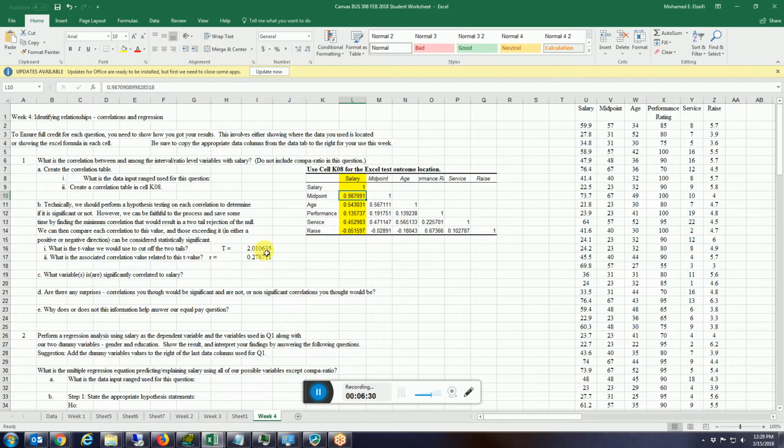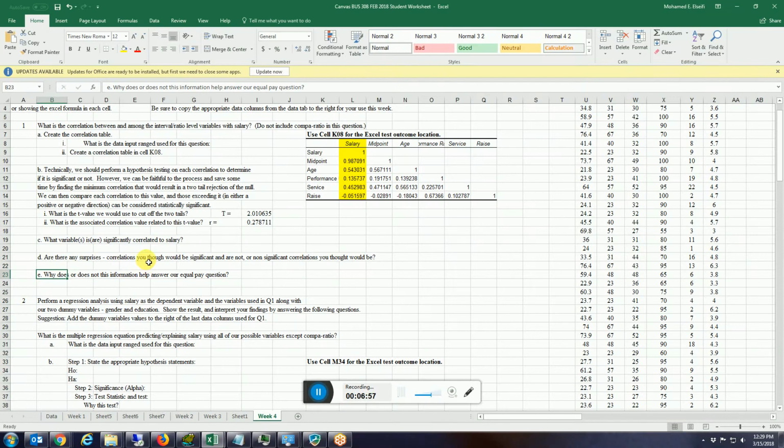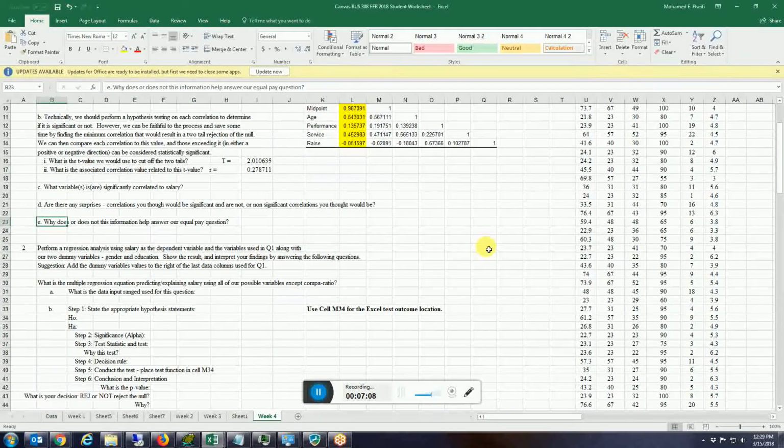So now you can see by comparing, we have salary and midpoint, this is significant, salary and age, significant, salary and performance, not significant, not high enough, salary and service is significant, salary and raise, not significant. Okay, so you're going to summarize all of this in here. So what variables are significant, and then comment on this, any surprises, which one did you expect to be significant, which one you didn't expect, and why. So make sure you answer questions D and E based on your observations.